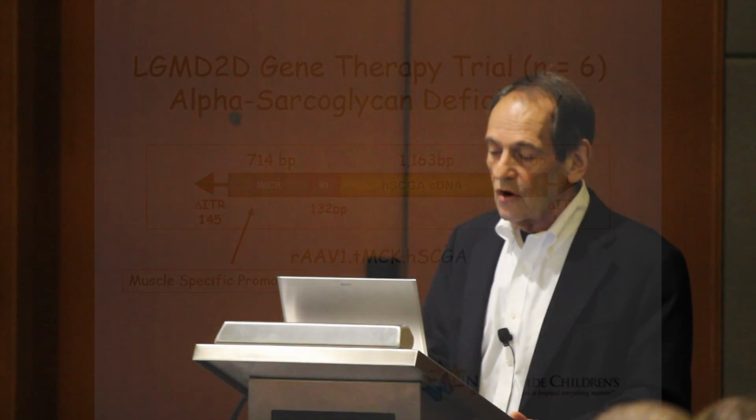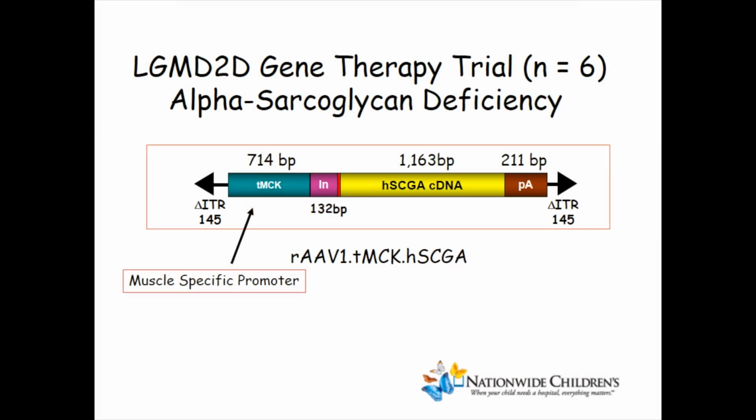But notice also the size of the sarcoglycan gene, it's 1.16 kb, or 1,000 base pairs. Remember that we can insert into the AAV about 5 kb or 5,000 base pairs. So we're well within our range of inserting this cDNA.